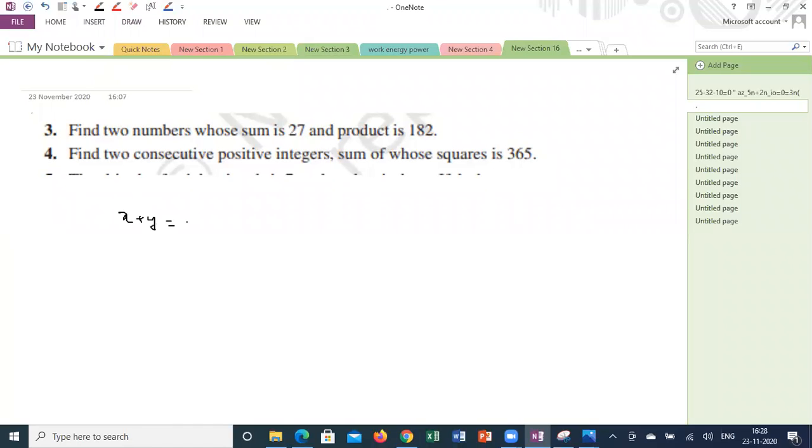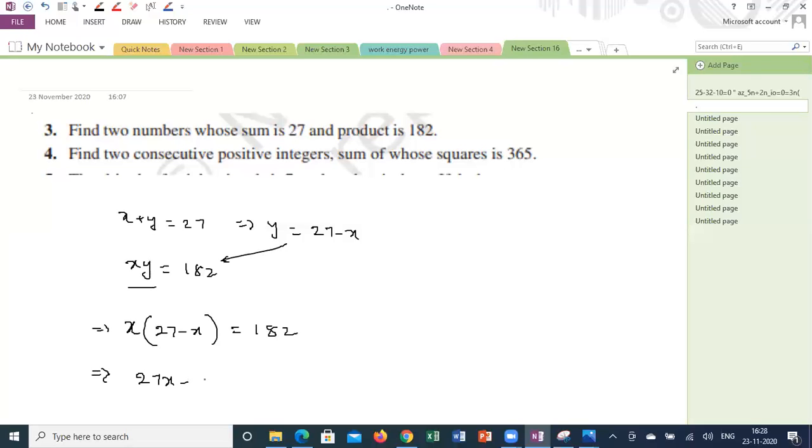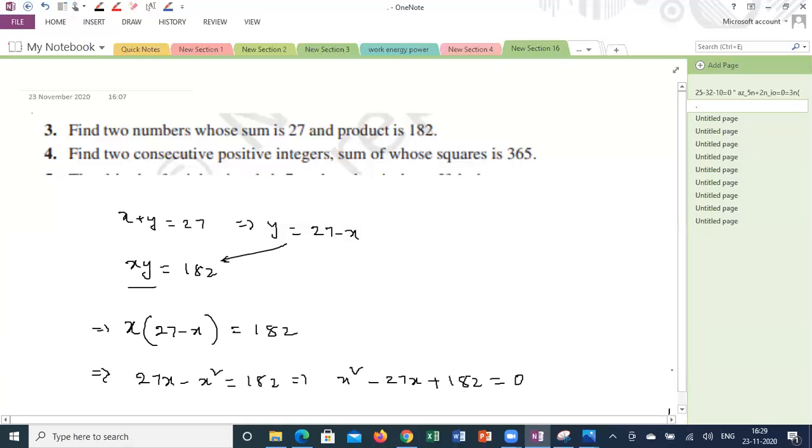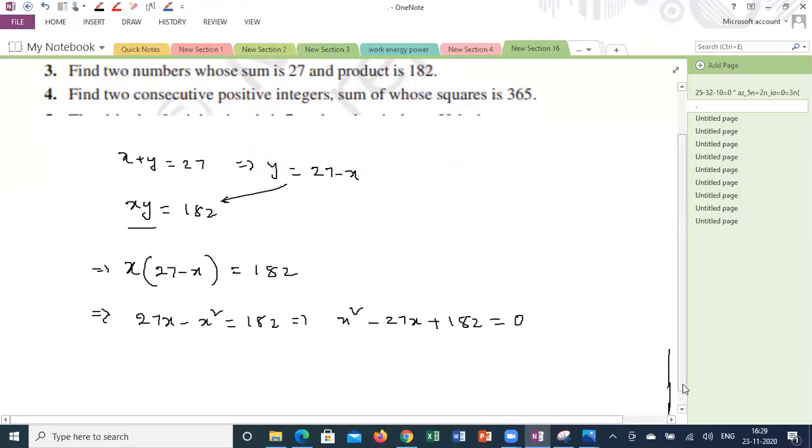Sum is 27, product is 182, but there are two variables, and we know the quadratic equation of a single variable. From here y is equal to 27 minus x, and substituting this, x into 27 minus x is equal to 182. So 27x minus x square is equal to 182. So x square minus 27x plus 182 is equal to 0. Solving this equation will give the values of x and y, because if you know the x value, automatically you will get the y value.